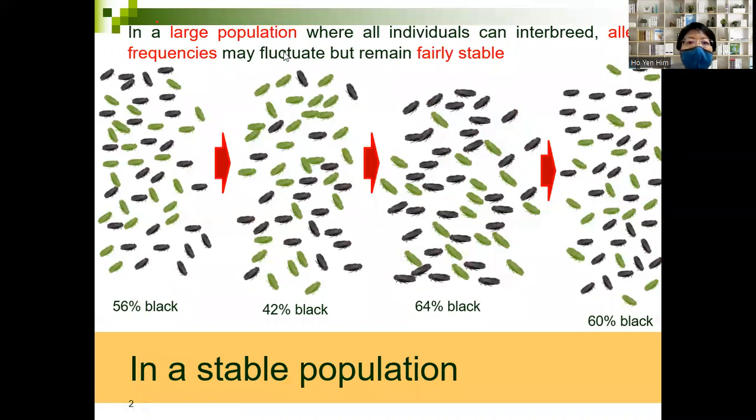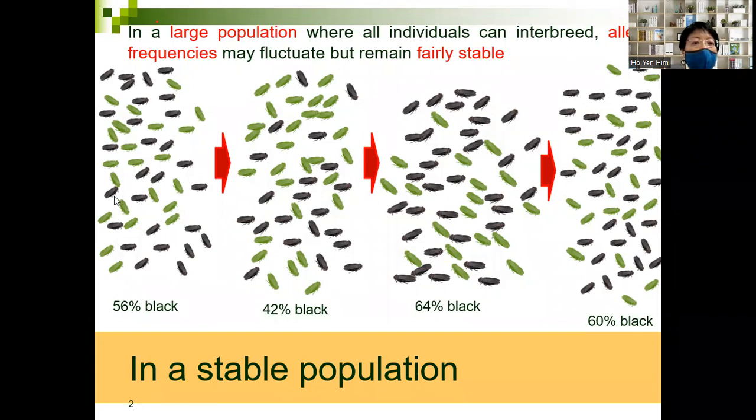So this diagram shows you that in a large population, a very large population, where individuals can interbreed, allele frequencies may fluctuate but remain fairly stable. So we have already seen before the graph where the population size will increase, decrease, increase, decrease around carrying capacity. Okay, that average number of individuals in the population is called the carrying capacity.